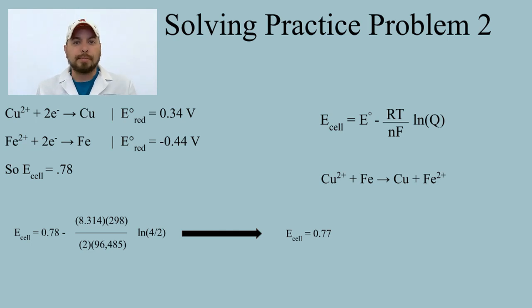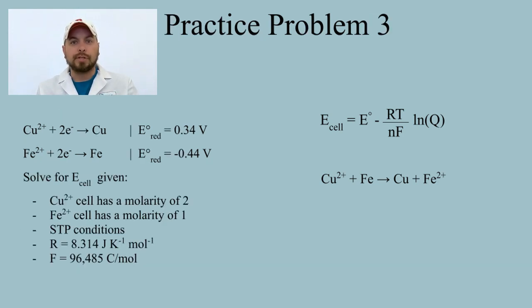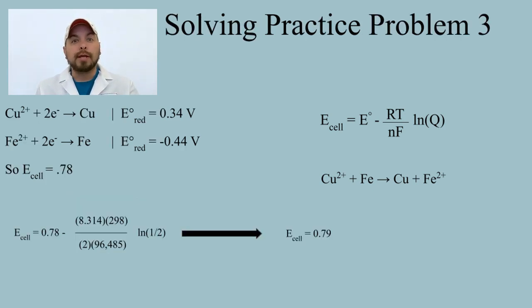So let's look at the same cell, but instead we're going to make another change. In this case, iron ions, the concentration has been kept at 1 molar. The copper ions are now at 2 molar concentration. I want you to take a second, and using the Nernst equation, I do want you to try to solve for the actual voltage that you would see as a result of these changes to the half cells. Take a second, pause the video, solve for the voltage, and then when you're done, come back and we'll talk about it. So, did you get a voltage of 0.79?